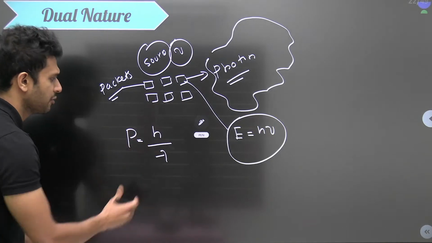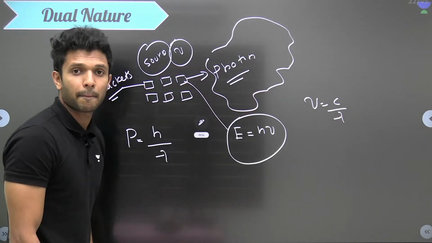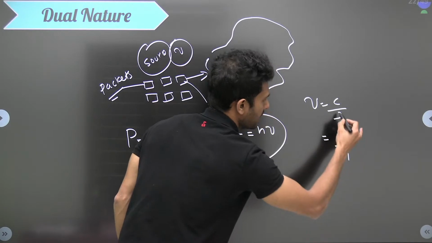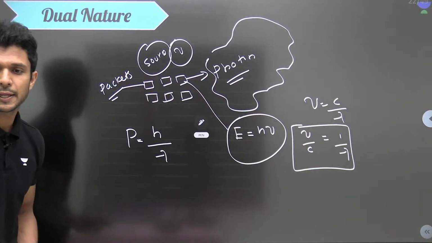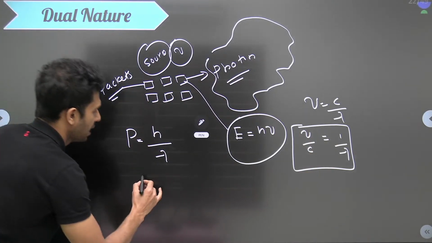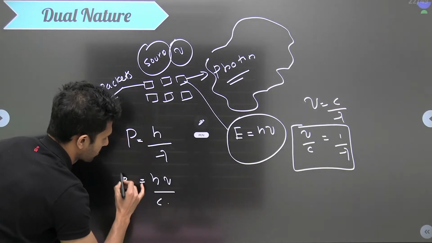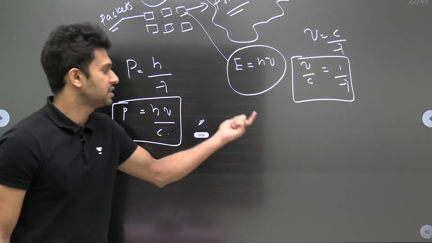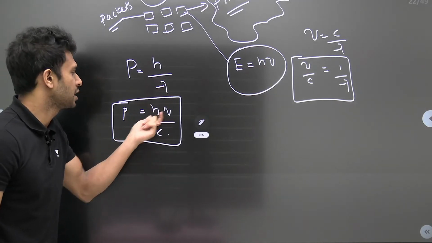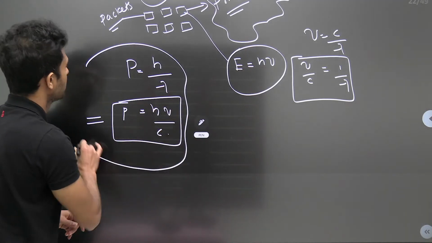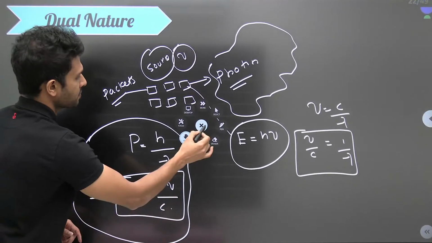We know one more formula. If you want to make the conversion, use it. We know frequency is equal to velocity by lambda, or 1 by lambda is equal to frequency divided by the velocity of light c. So 1 by lambda can be written as nu by c. So energy is equal to h nu, and the momentum is h by lambda, or making the conversion, h nu by c. Very, very important. It is on the basis of this that we'll be proceeding further.